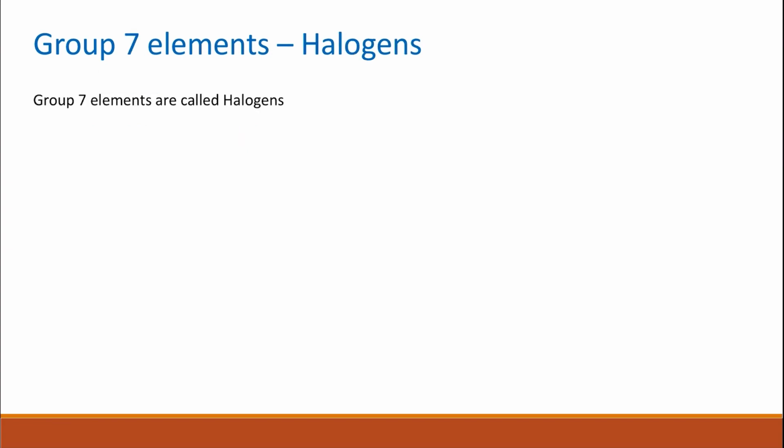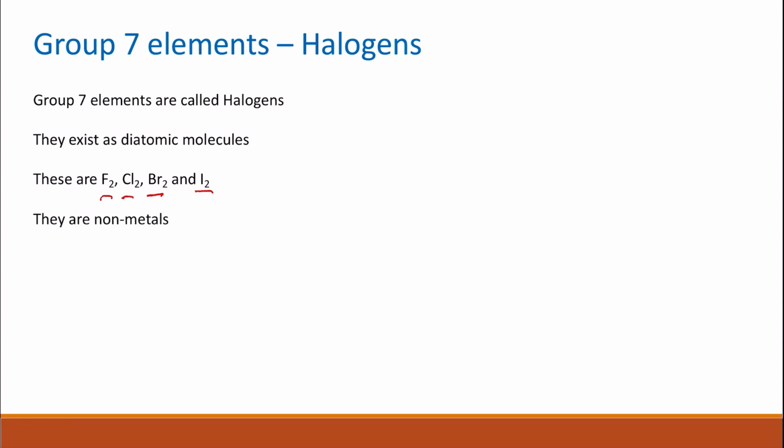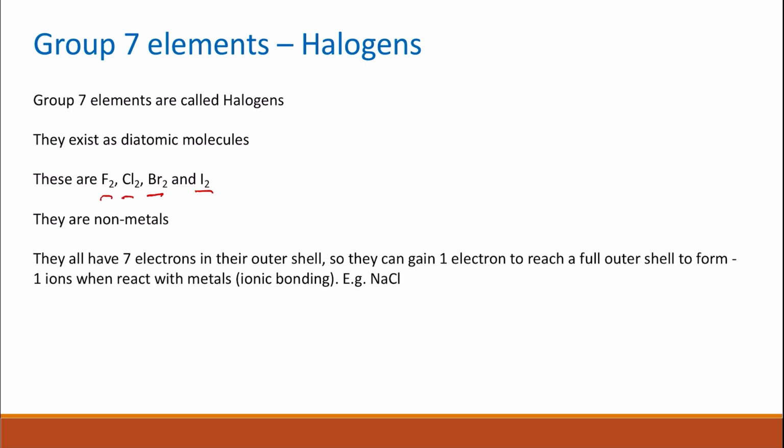Group 7 elements is the group that is next to the left of group 0 elements, and they are called halogens. They all exist as diatomic molecules. The most important members of this group are fluorine, chlorine, bromine, and iodine. They are all nonmetals because we can find them on the right hand side of the periodic table, and because they are group 7, that means they have 7 electrons in their outer shell. And in order to reach the stable configuration of a full outer shell with 8 electrons, they tend to gain 1 electron.